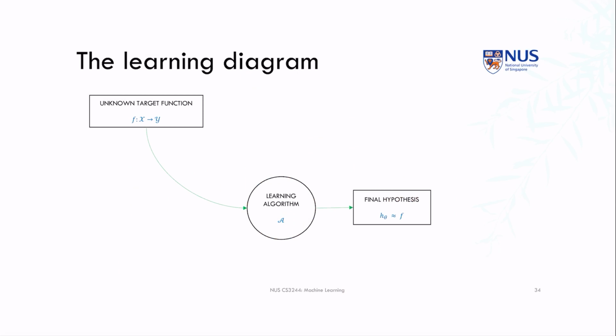We have an unknown target function on the left-hand side. It's basically some mapping from some data values to the space of possible output values. When given a target function, we're going to use a learning algorithm, script A, a particular algorithm chosen from a set of algorithms, and use that algorithm to derive our final hypothesis, H. So the H is sometimes parameterized by a theta.